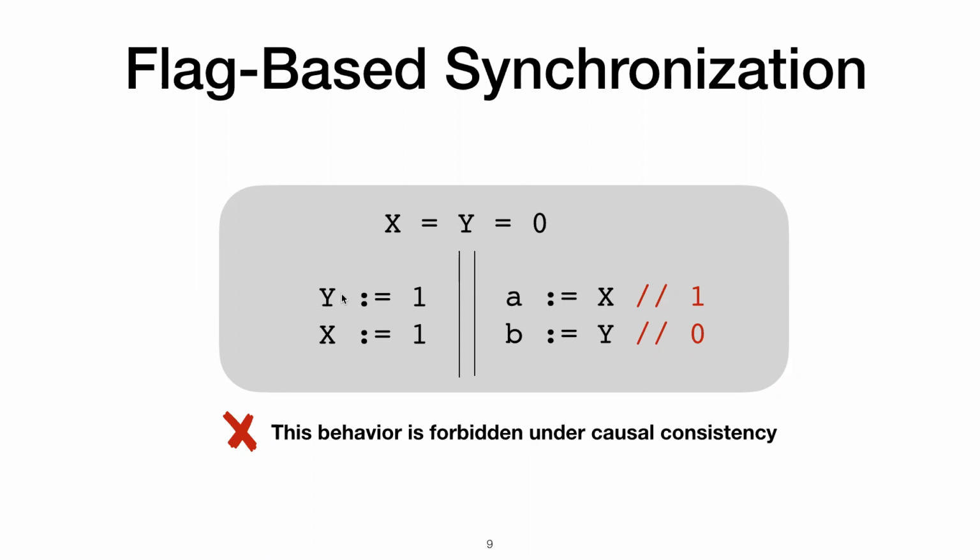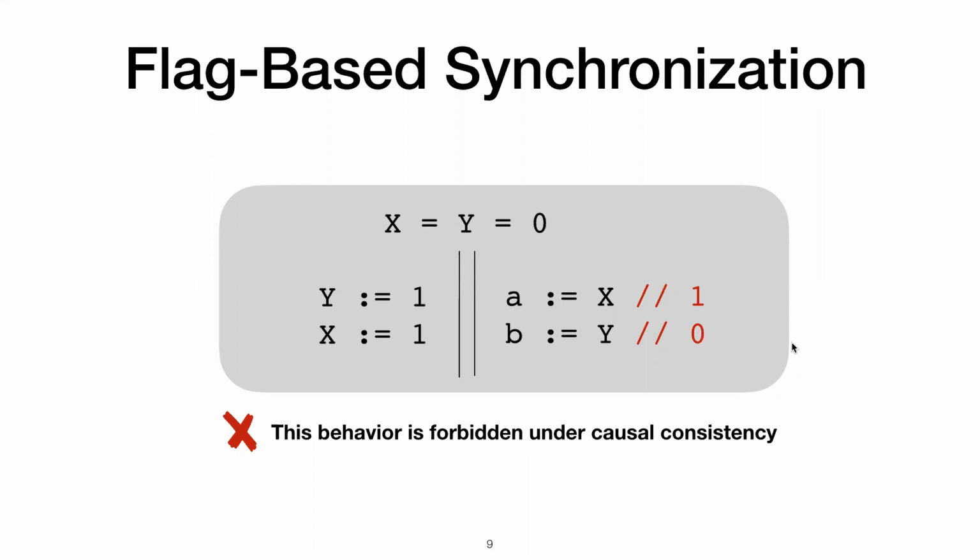The first thread is setting y to be 1 and then x to be 1. And the second thread is reading x and then it reads y. And the question: can we get 1 for x and later 0 for y? The answer is that under causal consistency, just like sequential consistency, we are not allowed to get this behavior.